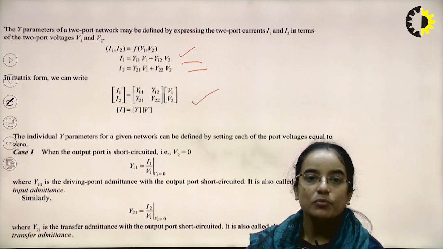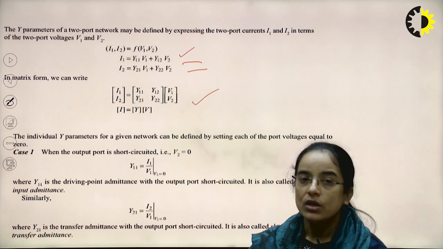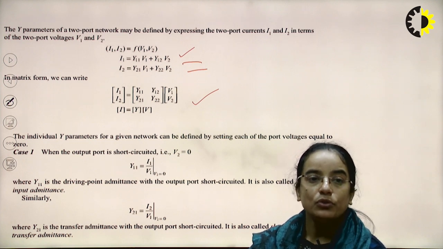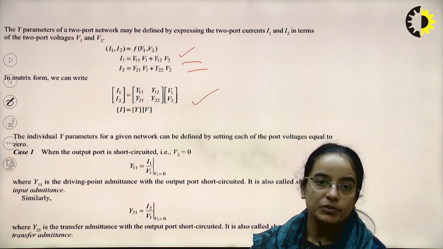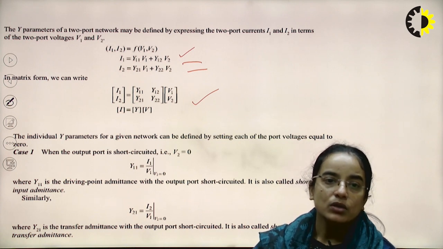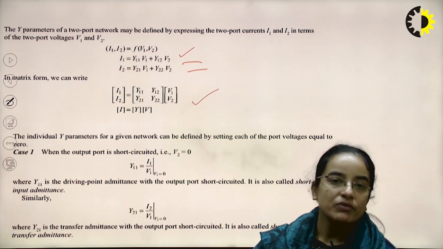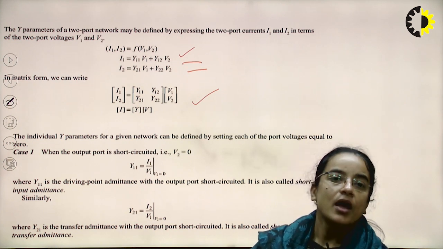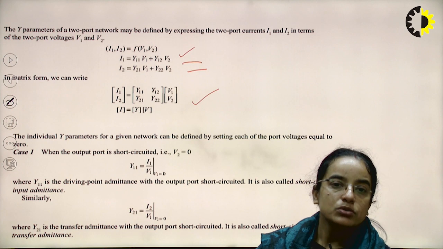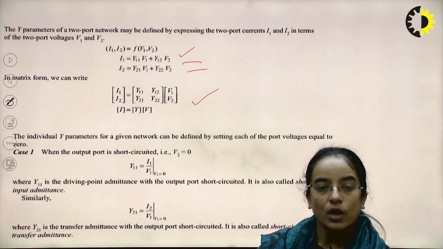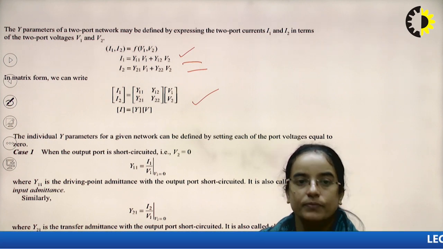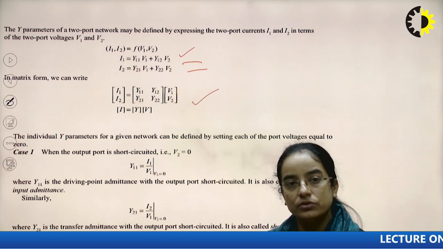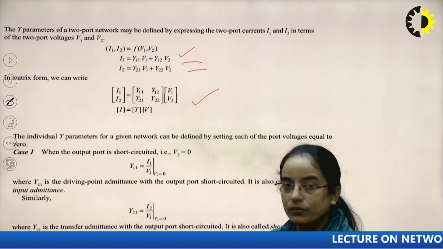Y11 is the driving point admittance with the output port short circuited, and Y21 is the transfer admittance with the output port short circuited. Y11 is also known as the short circuit input admittance, and Y21 is also known as the short circuit forward transfer admittance, similar to Z11 and Z21.